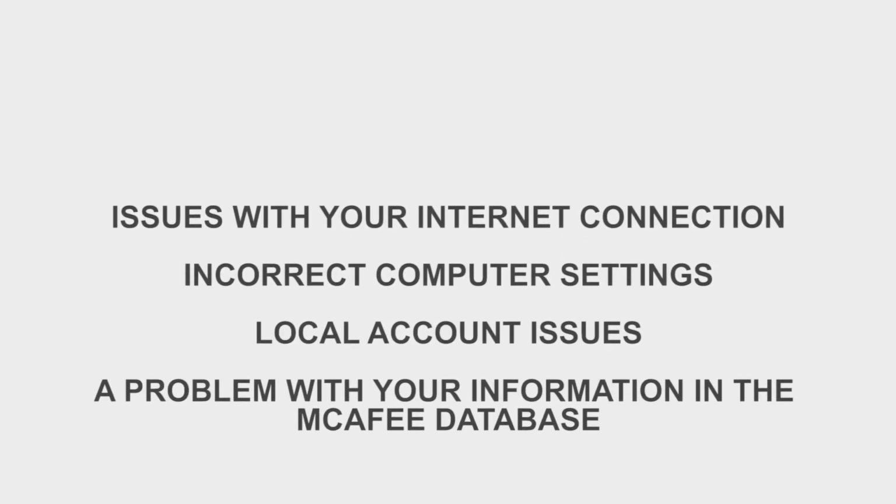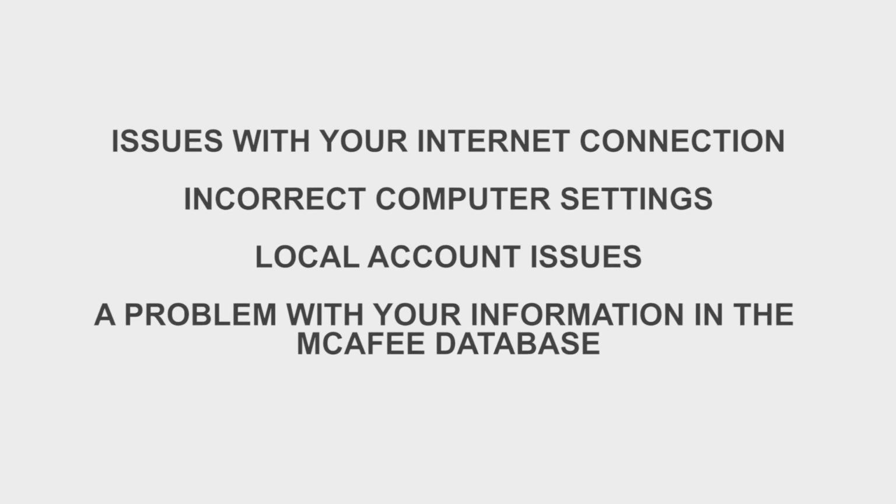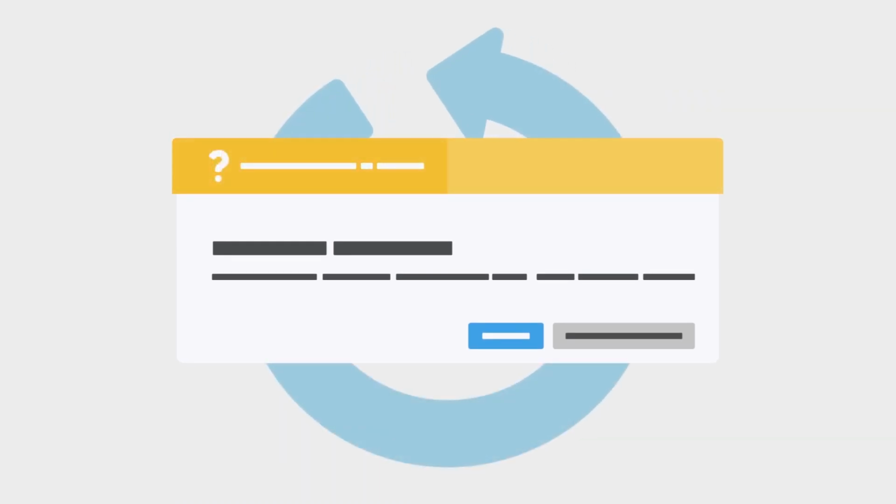These subscription messages can occur for a variety of reasons, including issues with your internet connection, incorrect computer settings, local account issues, even a problem with your information in the McAfee database. However, if you're getting messages that your McAfee subscription has expired, even though you just renewed it, or there is still some time left on your current subscription, and you've recently renewed your McAfee subscription under the same email address, but purchased a different product suite, one different from what you had installed before, then do the following.